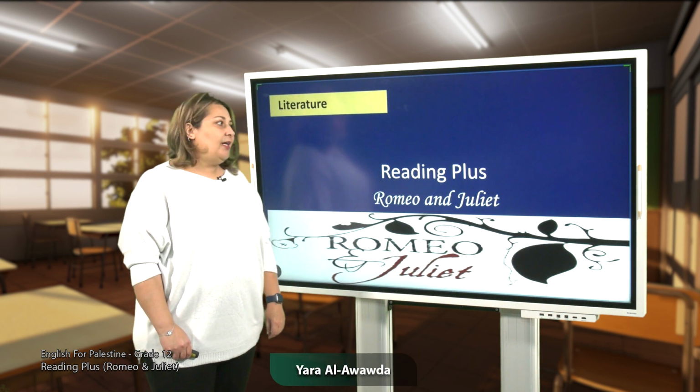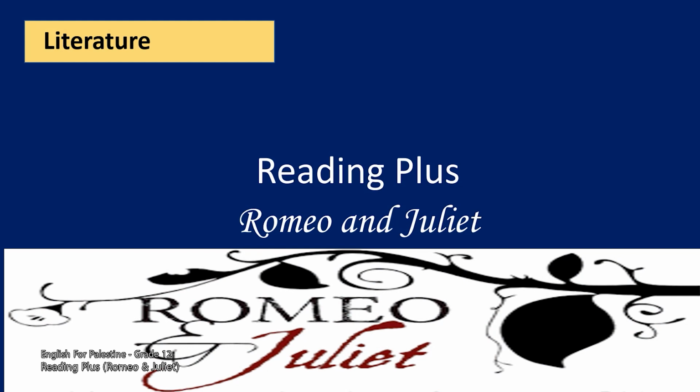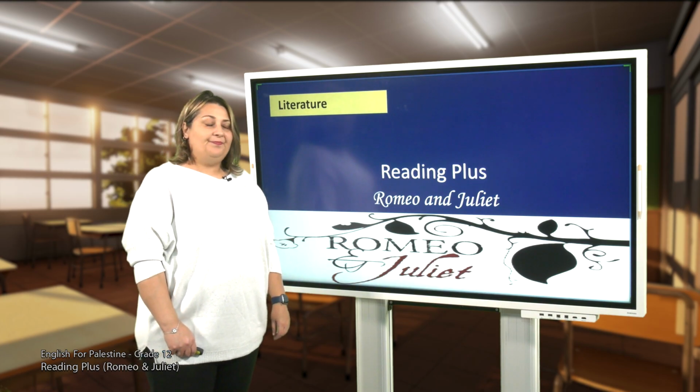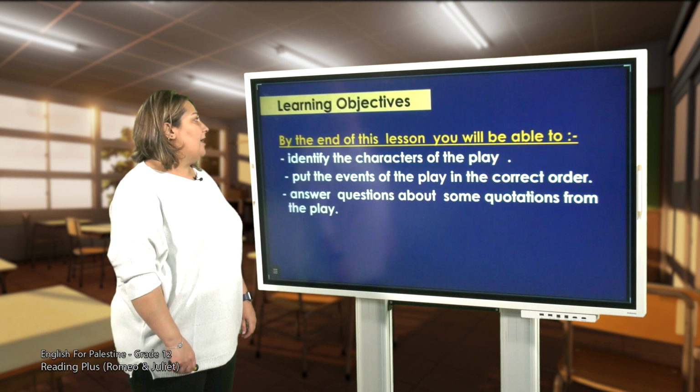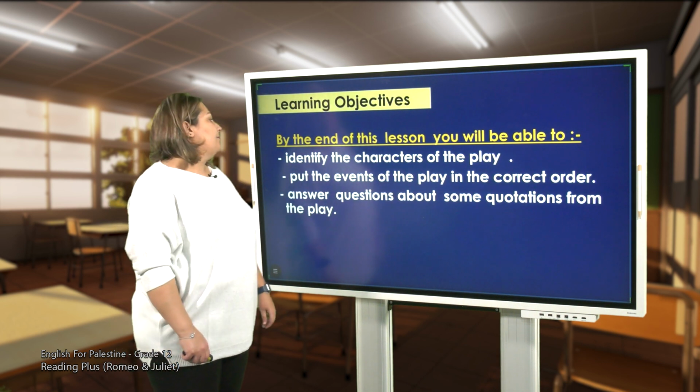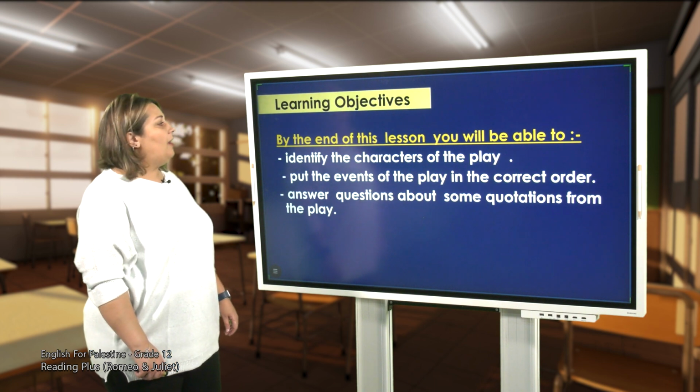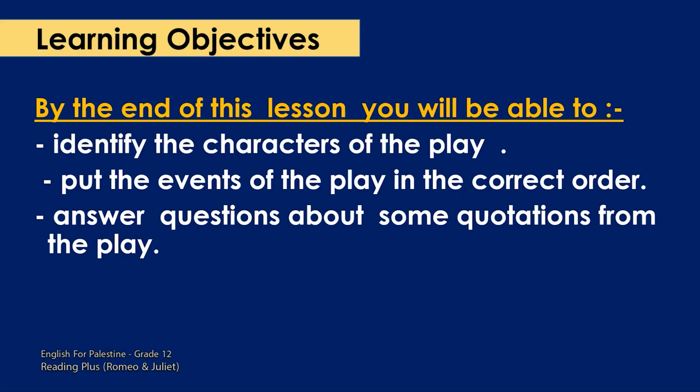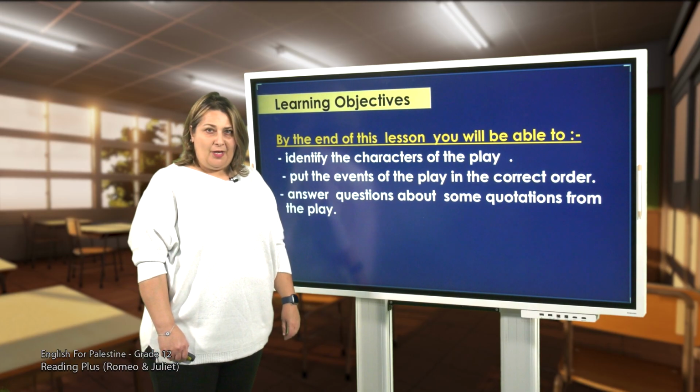Today is going to be about reading +4 of Romeo and Juliet, the literature part. Our learning objectives are: number 1, identify the characters of the play; 2, put the events of the play in the correct order; and number 3, answer questions about some quotations from the play. Okay?